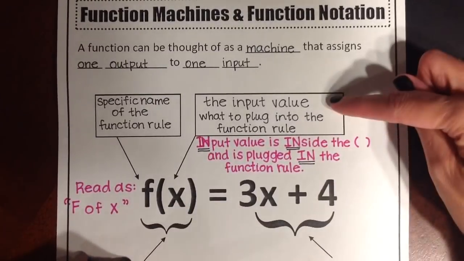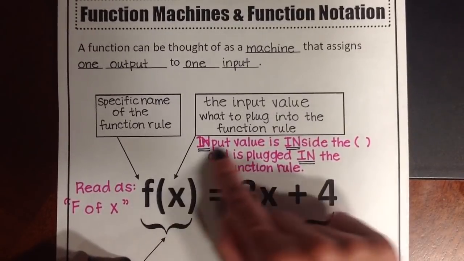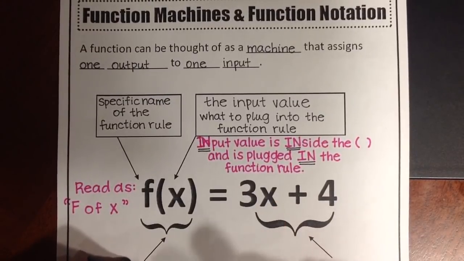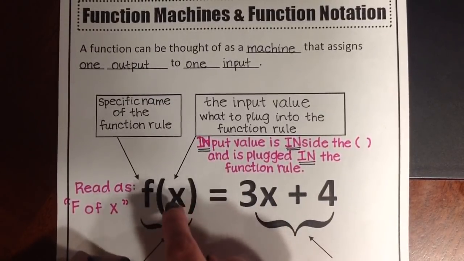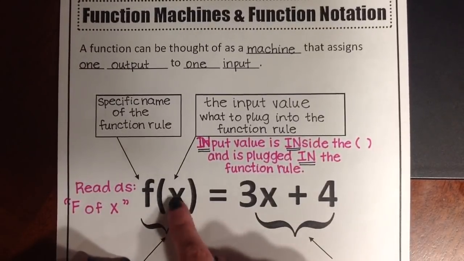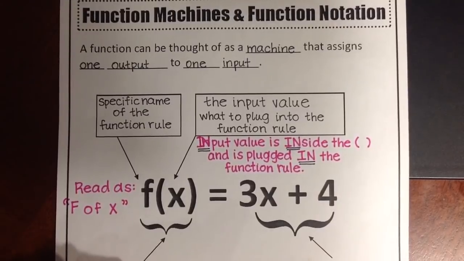Well, that's telling you the input value. It's telling you what to plug in for all the variables in your function rule. So you can think about it like this. The input value is inside the parentheses and is plugged into the function rule. So notice the emphasis on all the ins. Input, inside parentheses, in the function rule.